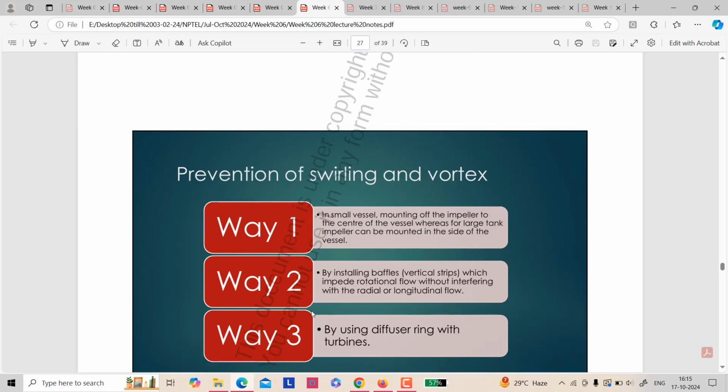So why is prevention of swirling and vortex required? In small vessels, the impeller is mounted at the center of the vessel, whereas for a large tank, the impeller can be mounted at the side of the vessel by installing baffles which impede rotational flow without interfering with the radial or longitudinal flow. And the third way is by using a diffuser ring with the turbine.